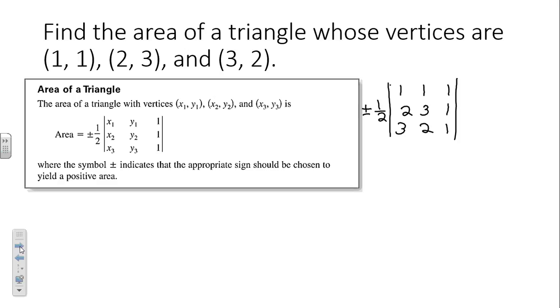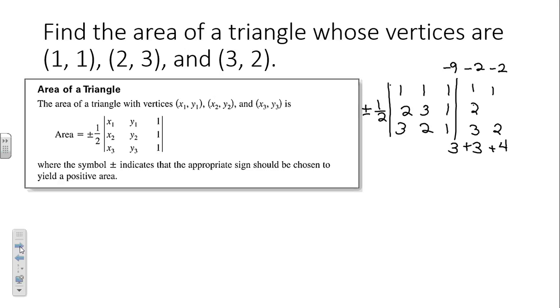So far, so good? And again, you can always expand by minors, but I think it's faster just to say 1, 2, 3, 1, 2. You can put the 3 there if you want to; it won't be used. Recopy your first 2 columns. And downward diagonal, downward diagonal, downward diagonal, upward diagonal. Change the sign. Multiply upward, change the sign, multiply upward, change the sign.